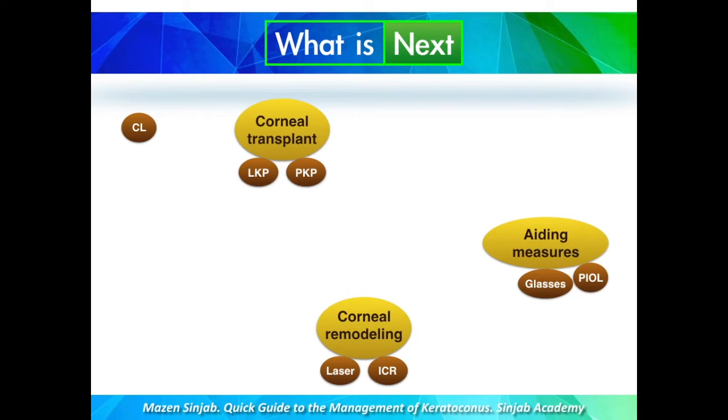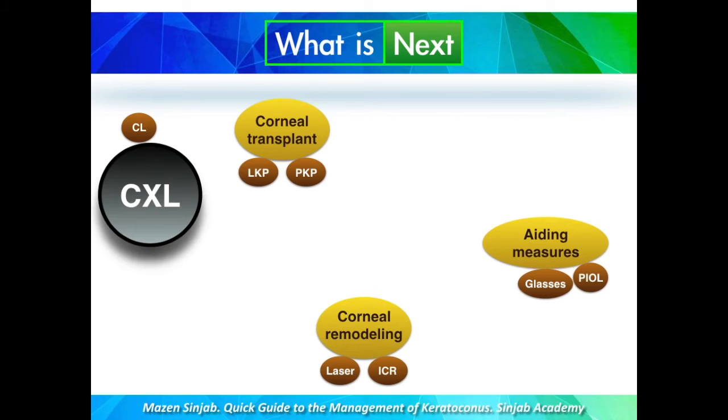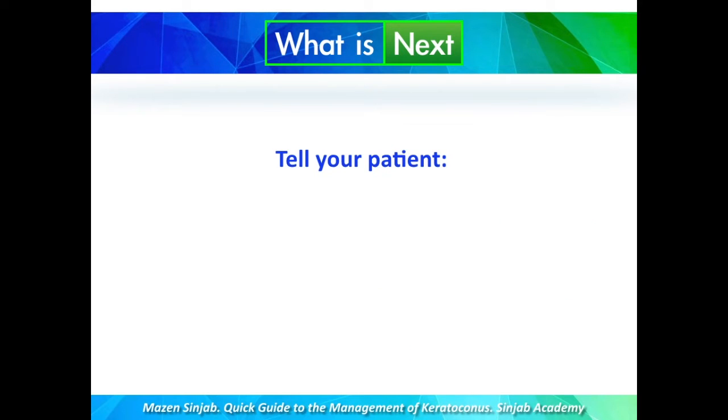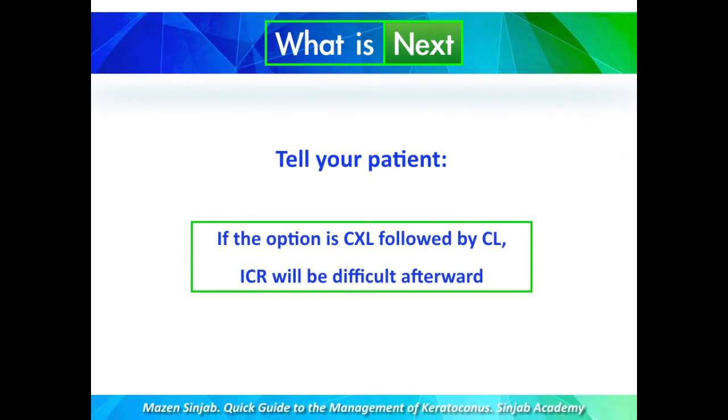Now, let us say the patient is fitted with contact lenses, and for some reason, we want to switch into lamellar keratoplasty or penetrating keratoplasty. Is it possible? Yes, it is. And it is possible even if we have done corneal cross-linking before. So, tell your patient if the option is corneal cross-linking followed by contact lenses, intracorneal rings will be difficult afterward.